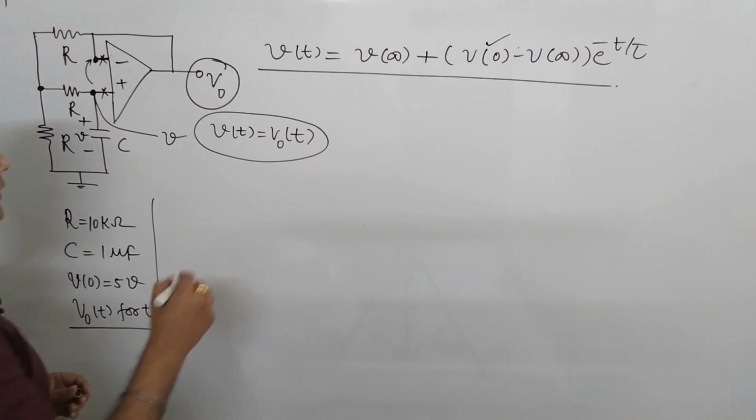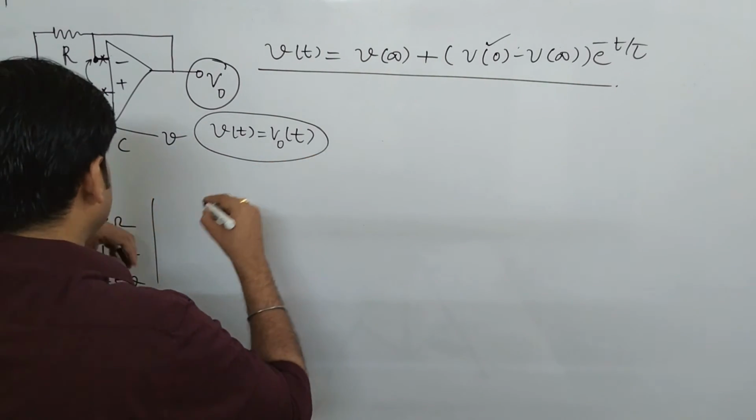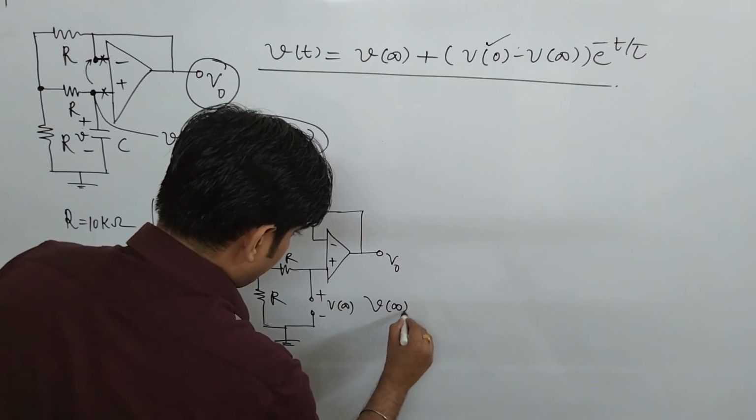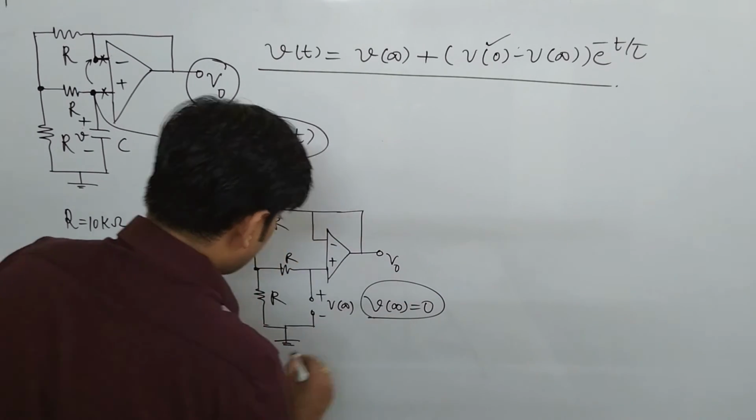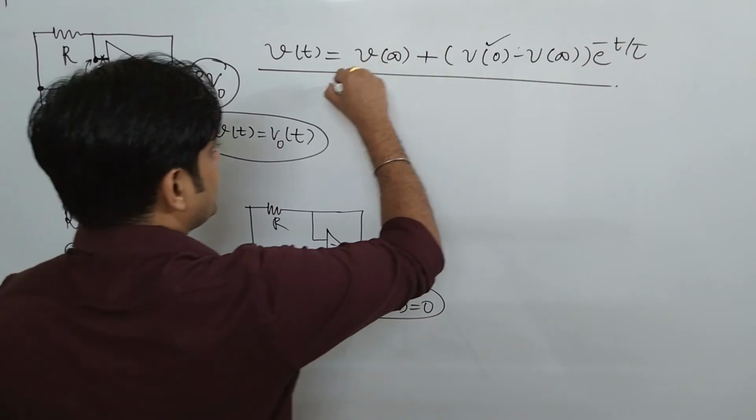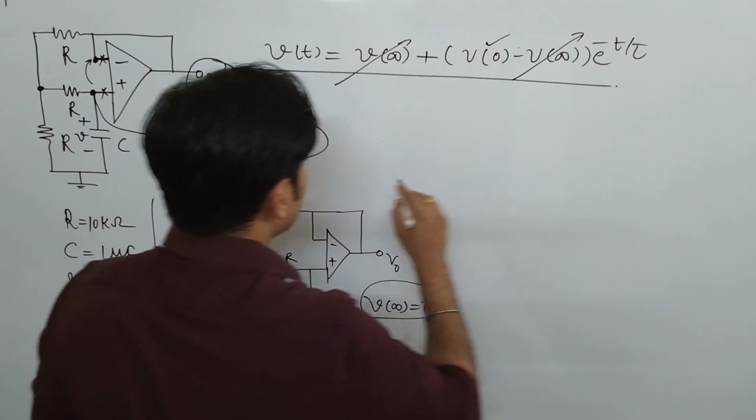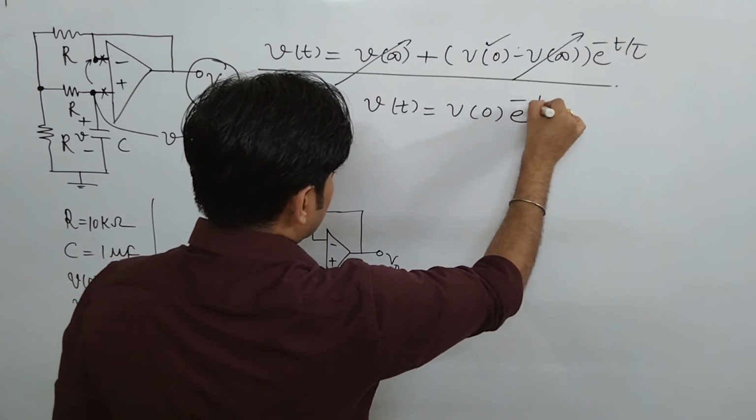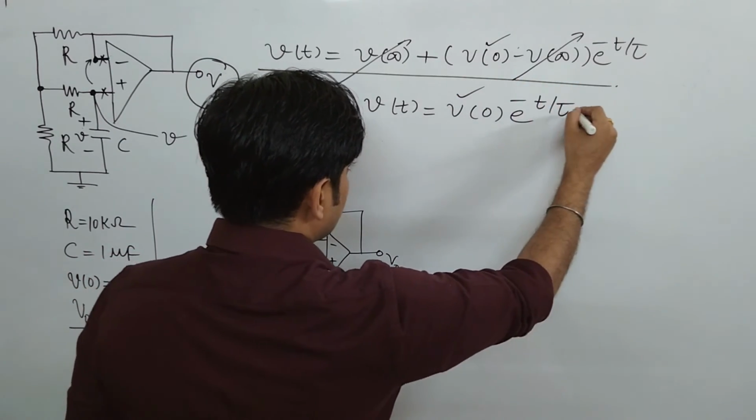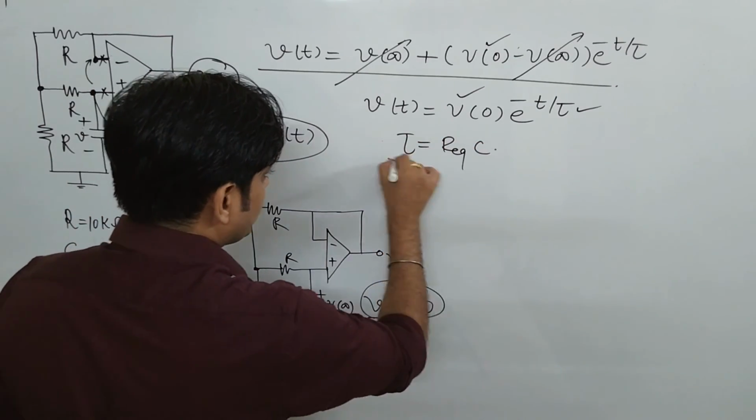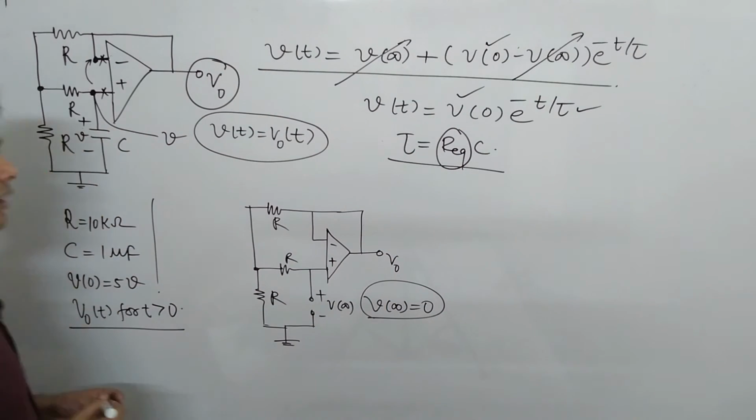So first, I redraw this network, please see. Can you say that from this network the value of V infinite is 0? Why? Because there is no active source present. So there does not exist any steady state value across the capacitor at t equal to infinite. So from here the solution of V(t) comes to be V0 e to the power minus t by tau. Now you know the value of V0, you have to find the value of tau. Tau is R equivalent into C. Now your task is to find the value of R equivalent.